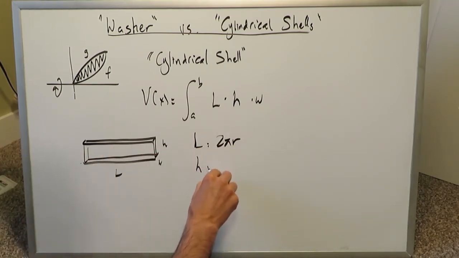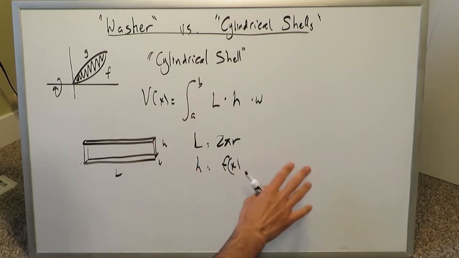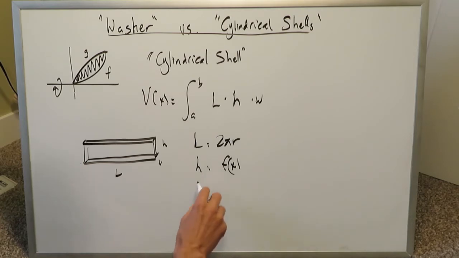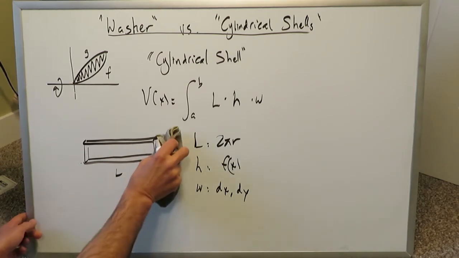The height was exactly your function f of x, or we can also give it a different designation which we'll talk about momentarily, and width over here was your thickness, which could either have been dx or dy. Hence the formula is exactly the way it is. Let's look at this height component that needs to be addressed.